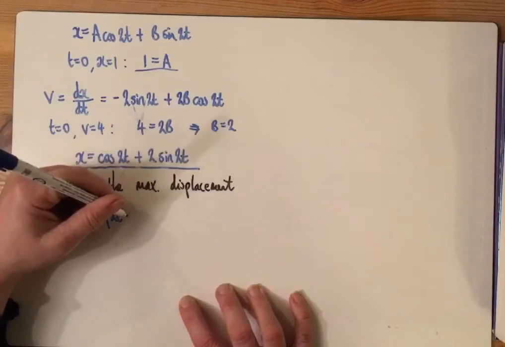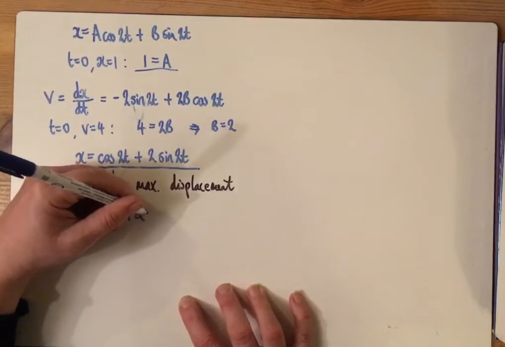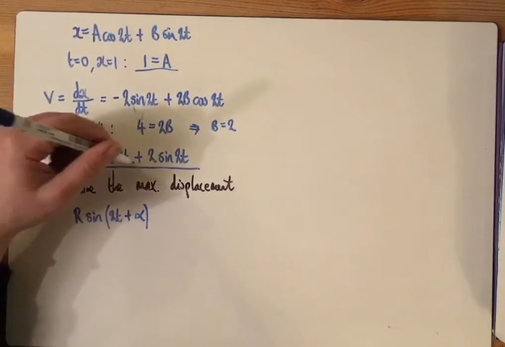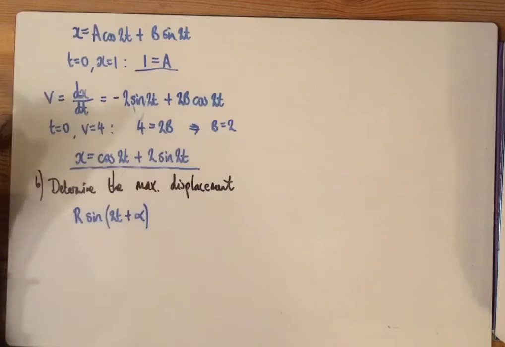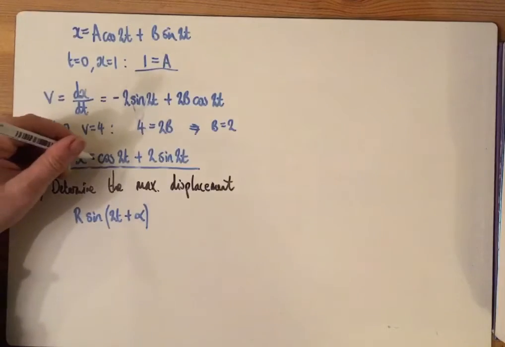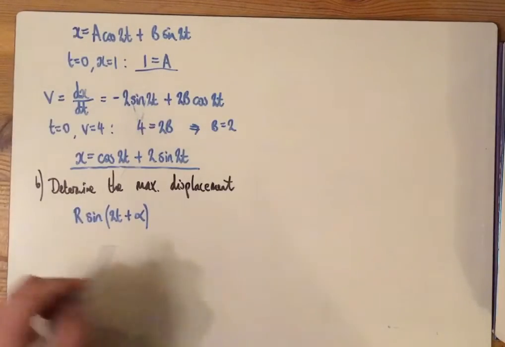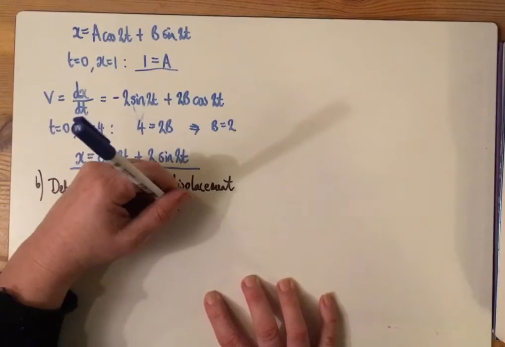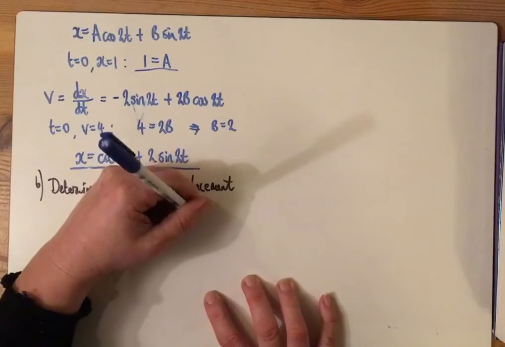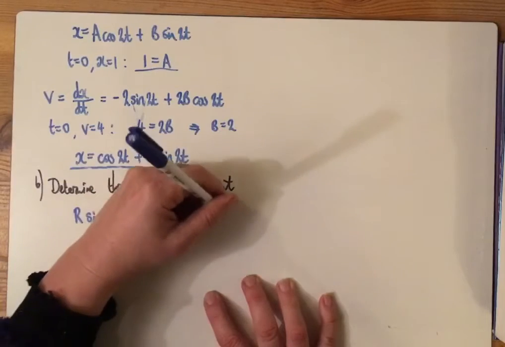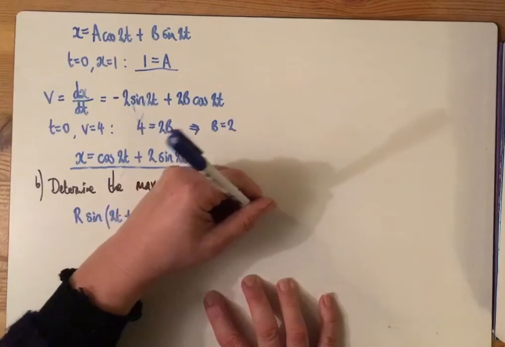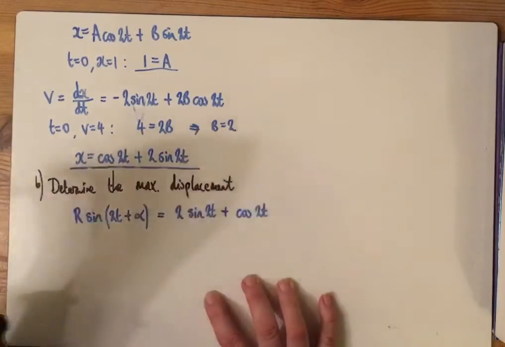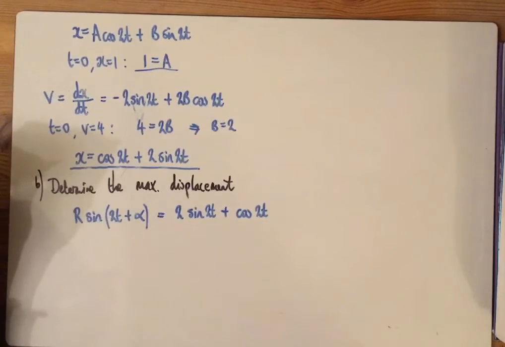So I'm looking at doing r sine of 2t. This is a plus here, so it's going to be plus alpha. If that was a minus, the minus would need to be there. But just go into sine 2t plus alpha form for these. And then that's equal to 2 sine 2t plus cos 2t.